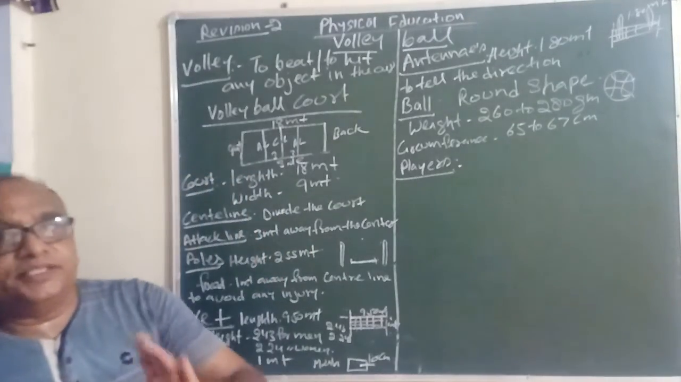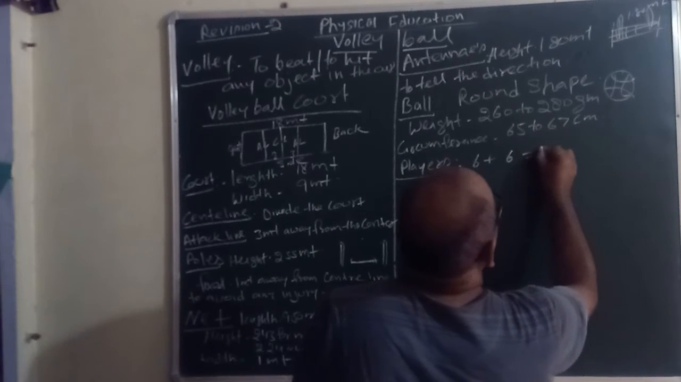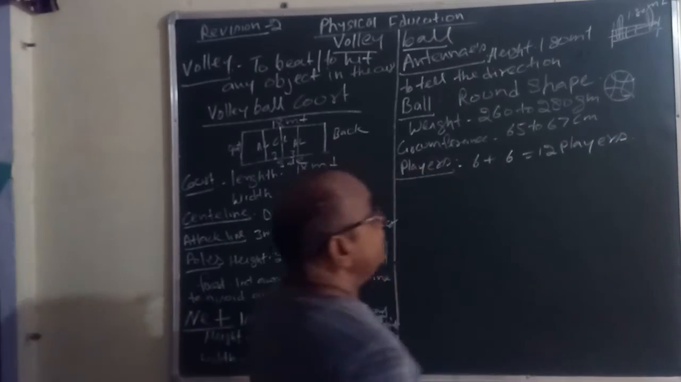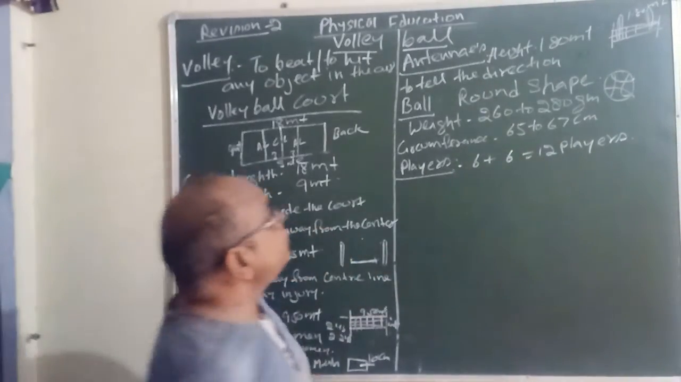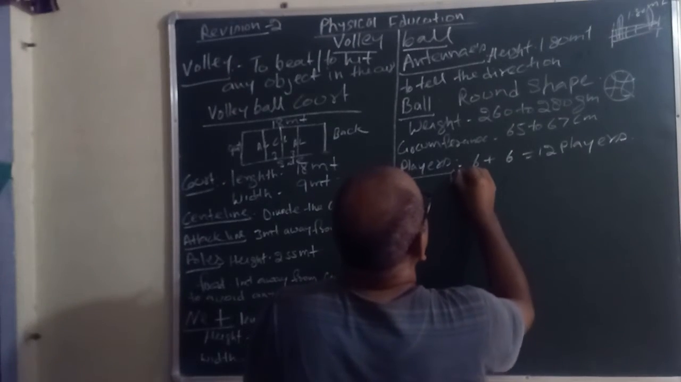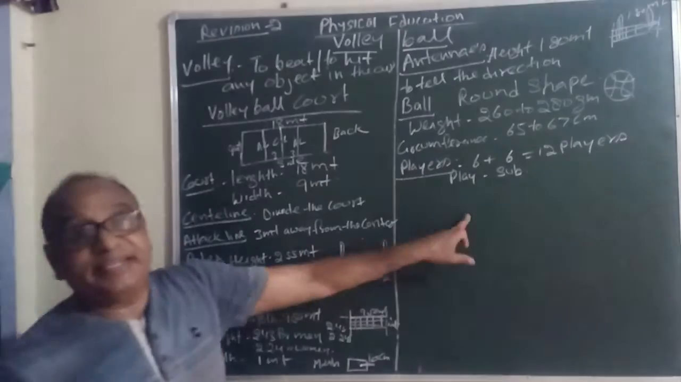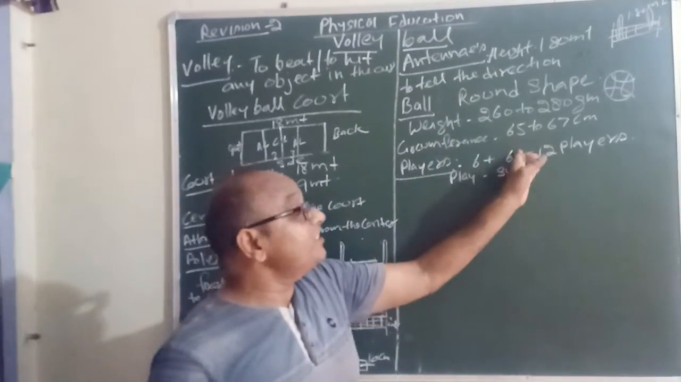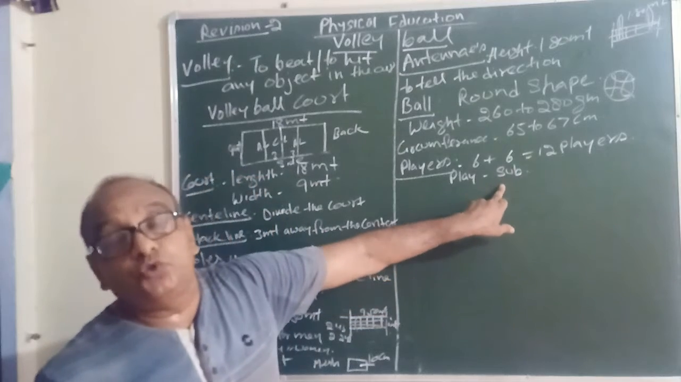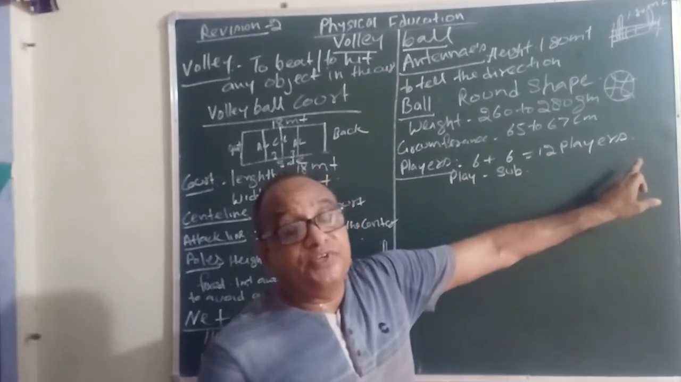After that, players. Total, how many players are there in volleyball? 6 plus 6, total 12 players are there in one team. 6 players will be inside the ground for play, and 6 players will sit on the substitution bench for their substitution. So total 12 players will be there.